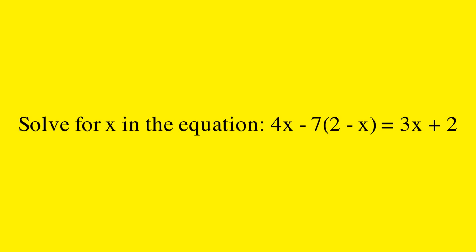Hello and welcome. In this instructional video, we will be solving the equation 4x minus 7 times the quantity 2 minus x equals 3x plus 2. This problem involves both distributing and combining like terms, so make sure to follow along closely. Let's get started.